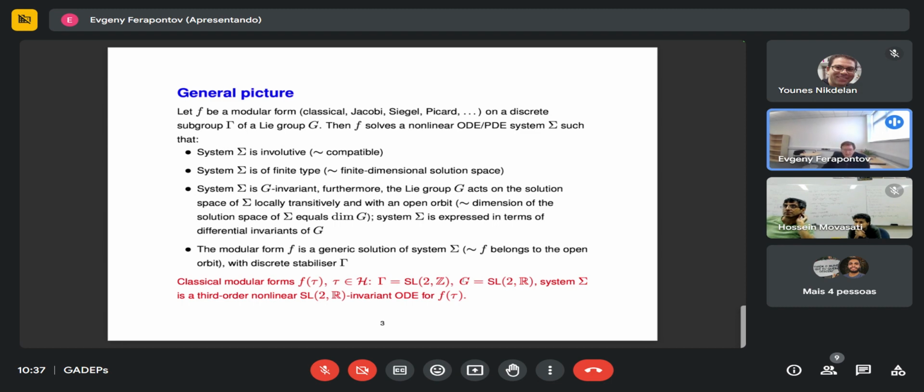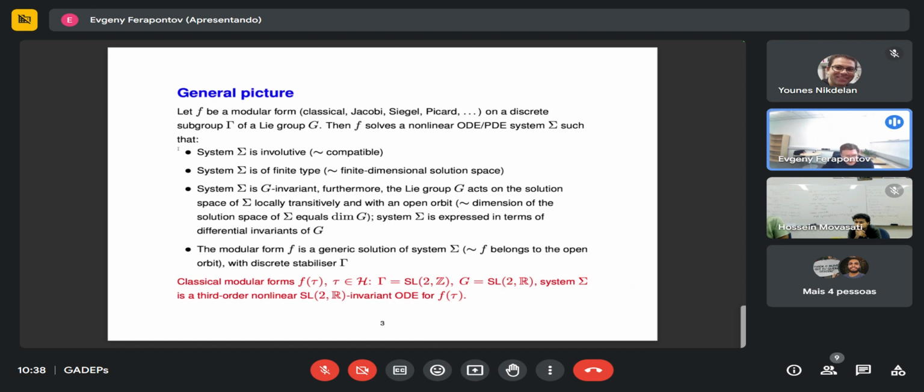The group G is SL2R, which acts in a linear fractional way on the upper half plane. The lattice, the discrete subgroup, is SL2Z for classical modular forms, or a congruence subgroup. And the system sigma is in this case just a single third order nonlinear SL2R invariant differential equation for this function f of tau.